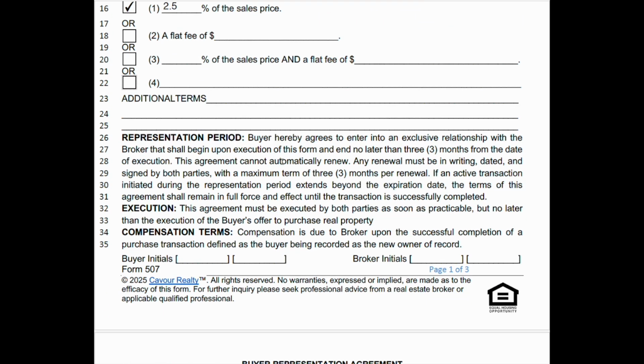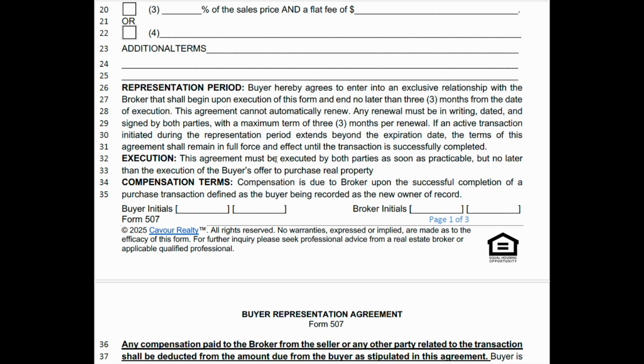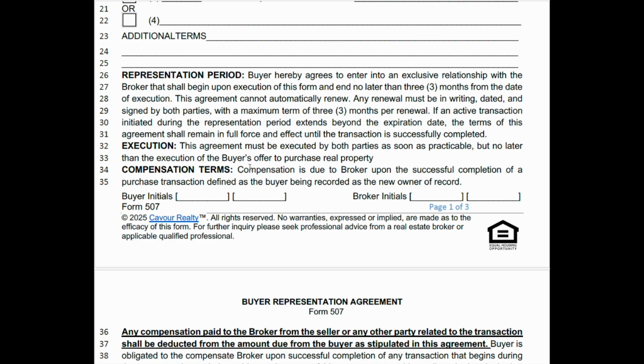Representation period. Now, this just basically explains that there's a 3-month maximum representation period. You can read through it. I won't go through it. It's just standard boilerplate verbiage. And that the execution must happen as soon as practicable.